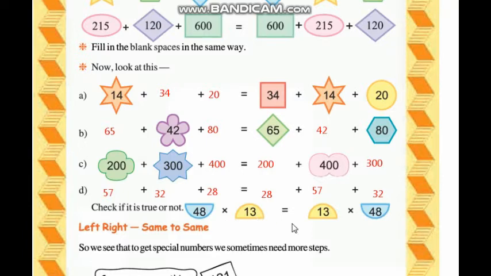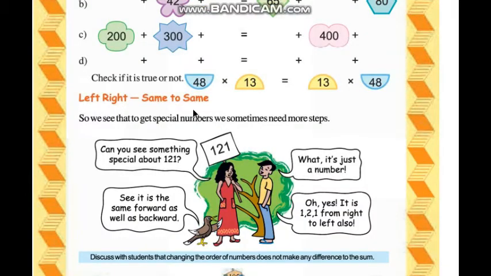48 into 30 is equal to 38 into 48. So yes, this is correct, because we can write 2 into 3 is equal to 3 into 2. Both are equal, 6, 6. And here also the product of these two numbers on the left side and the product of these two numbers on the right side are equal. Now left, right, same to same.